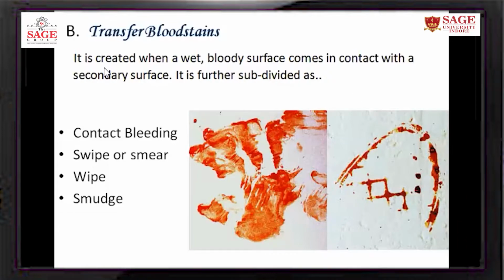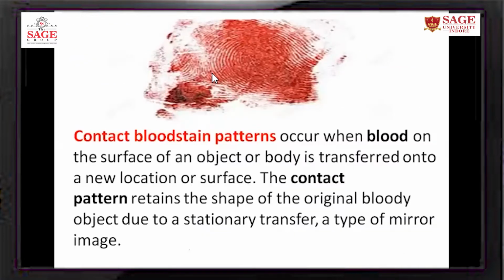So an example was given. The example which I shared was the fingerprint being transferred. If your finger is bloody, that blood pattern is being transferred from your fingers to another surface.